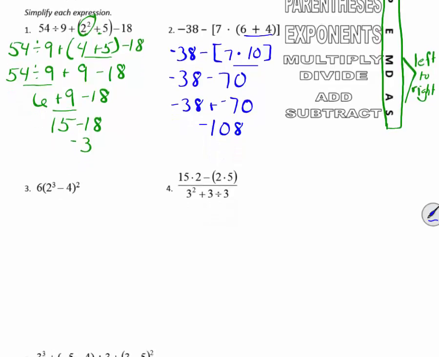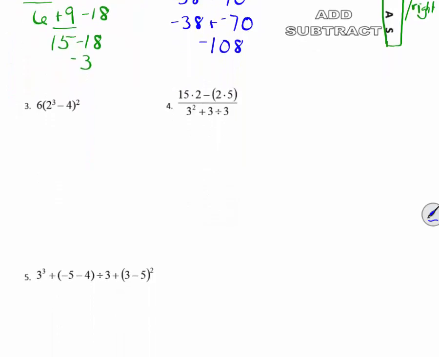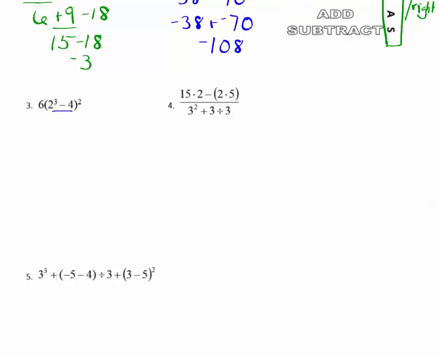All right, number 3. Oh, this one looks a little bit more complicated. So I have parentheses. Inside the parentheses, I have exponents and I have subtraction. So I need to do this exponent first. So 6, 2 to the third, this means 2 times 2 times 2, which is 8, minus 4 squared. I still have to finish off my parentheses. So I have to do 8 minus 4, which is 4.